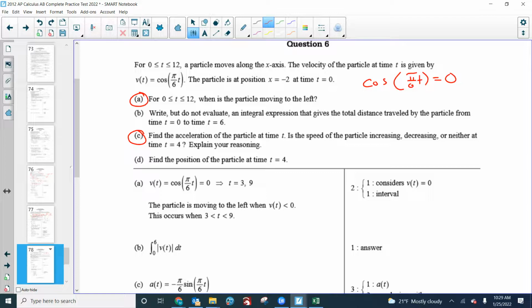How do I solve this? I need to get t by itself. We'll get rid of a cosine. Cosine inverse. If I do it to the left, I have to do it to the right. Pi over 6t equals, what's the cosine inverse of 0? I hear pi over 2. Pi over 2?